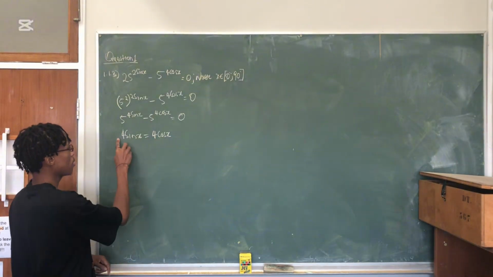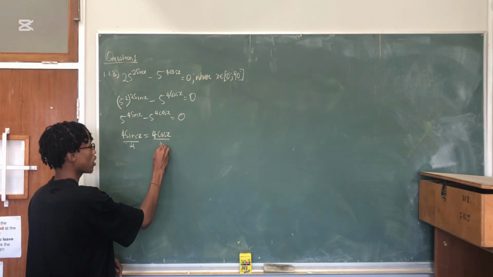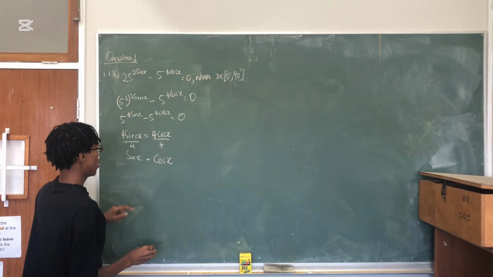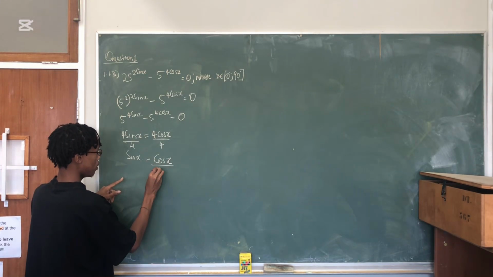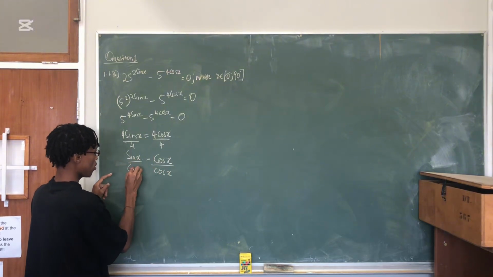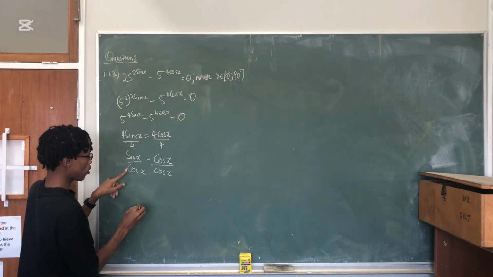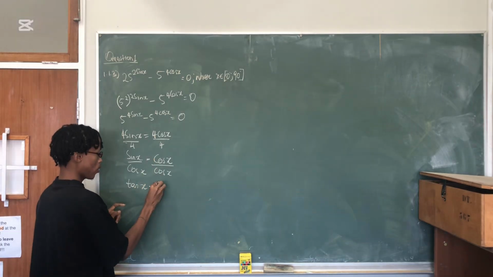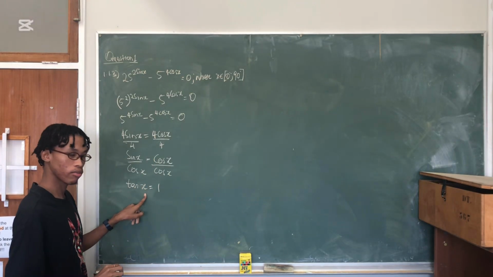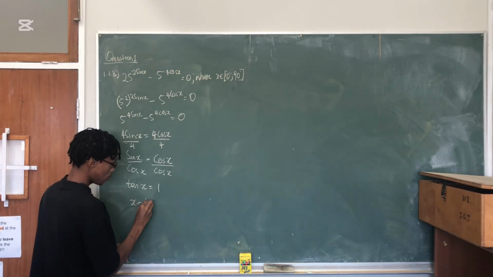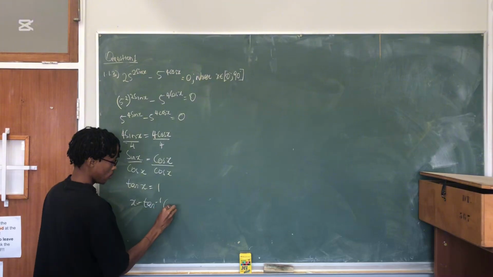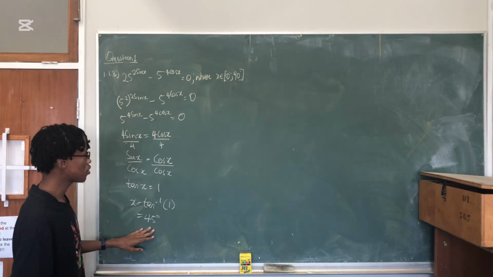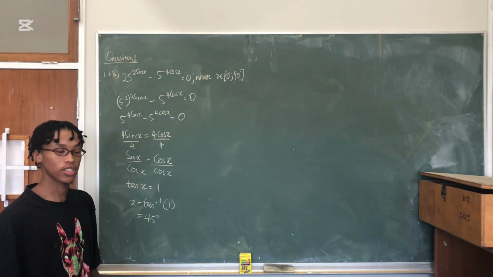We have a common factor being 4. We remove the 4 on both sides. We're left with sine x is equal to cos x. We're going to divide by cos x. Sine over cos is tan x. This side, cos over cos, we're going to be left with 1. But remember, we're still solving for x, so x is equal to tan inverse of 1. This is 45 degrees, which fits in this restriction.